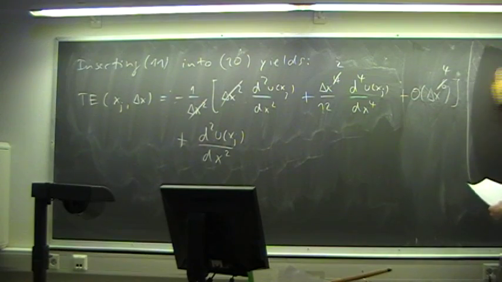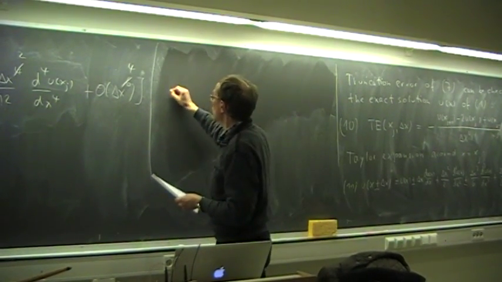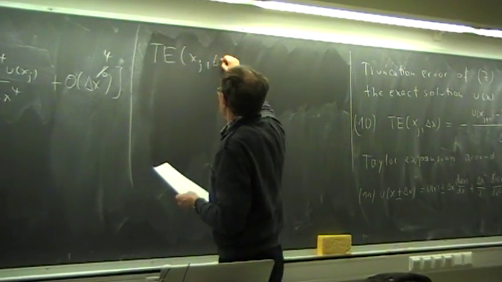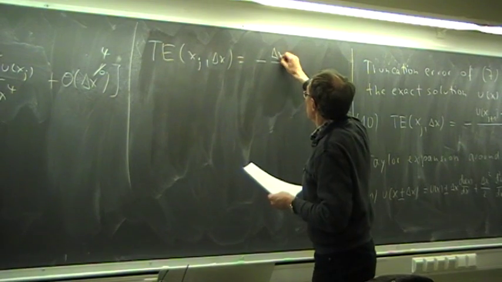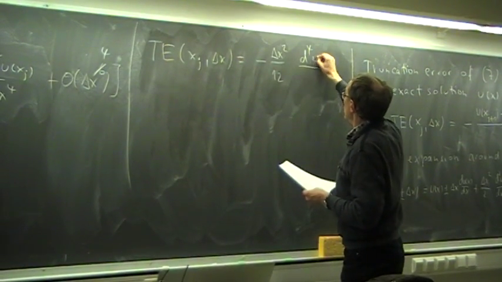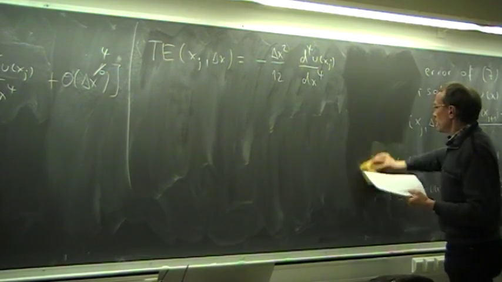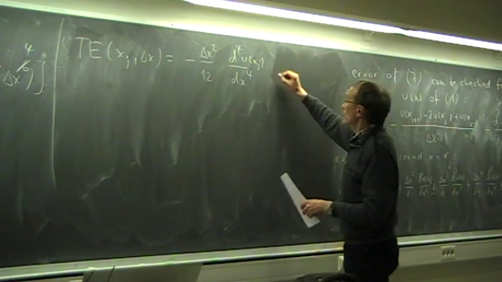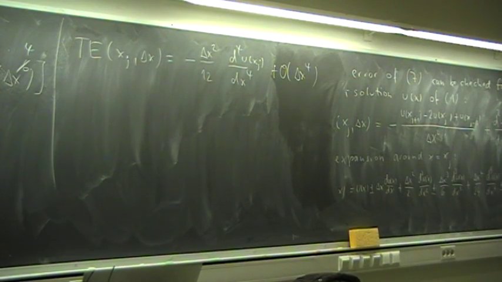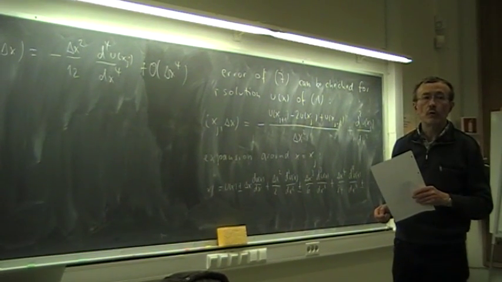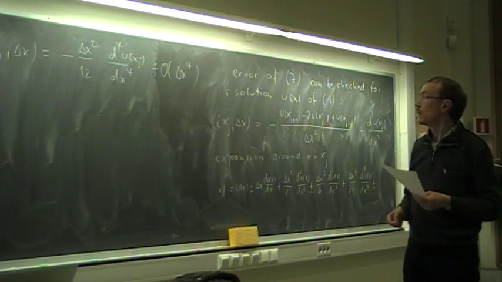So that means what we get in the end is the following. The truncation error at xj and delta x is equal to minus delta x squared divided by 12 times the fourth derivative of u of xj with respect to x, plus the rest. The other error terms would be of order delta x to the power 4. Shouldn't it be minus? You can do that, but for the order it doesn't play a role. We can take it as plus. It would formally be minus, but the sign doesn't matter.